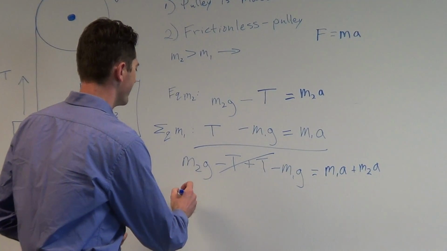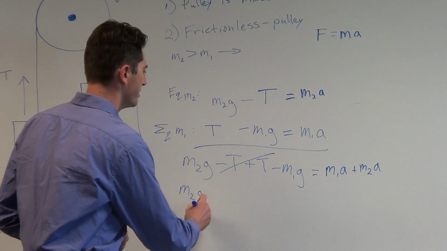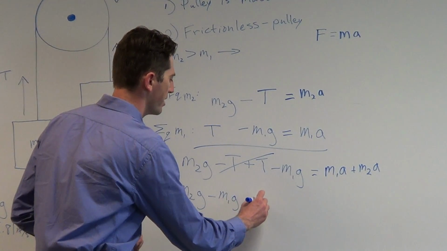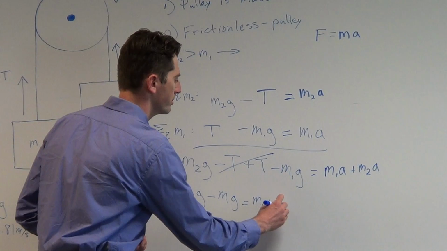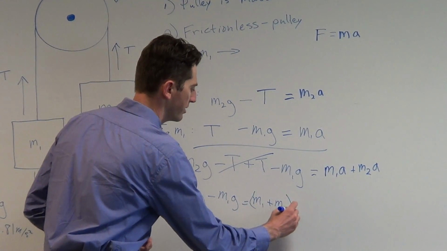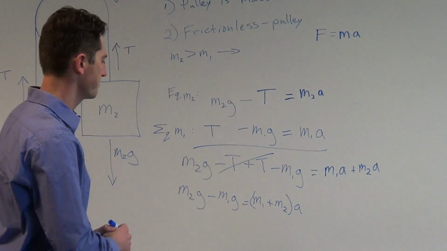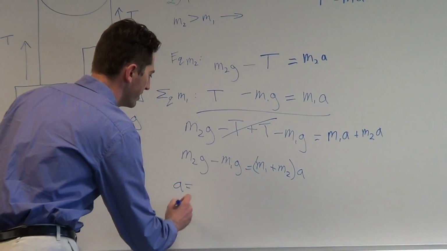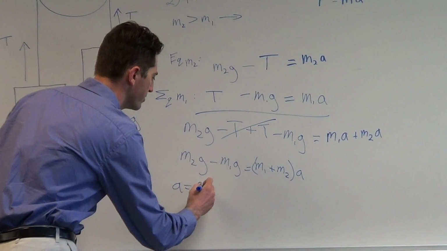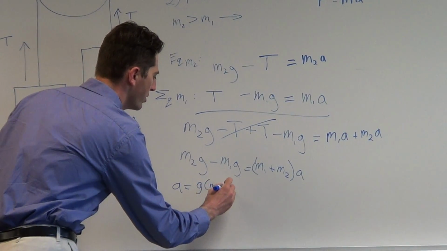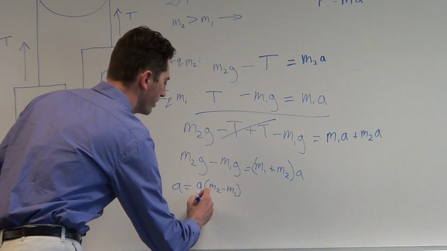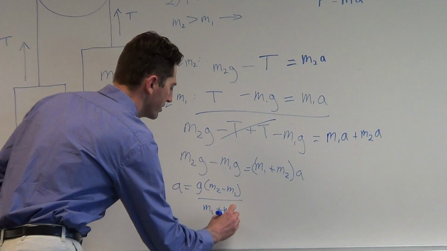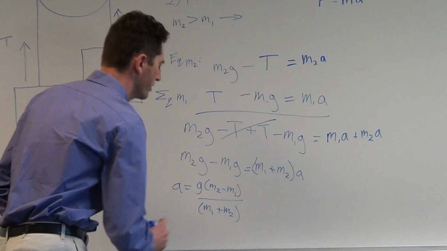We can say that M2G minus M1G equals M1 plus M2 times acceleration. And from here we can solve for acceleration and say that it equals G times M2 minus M1 over M1 plus M2. All right.